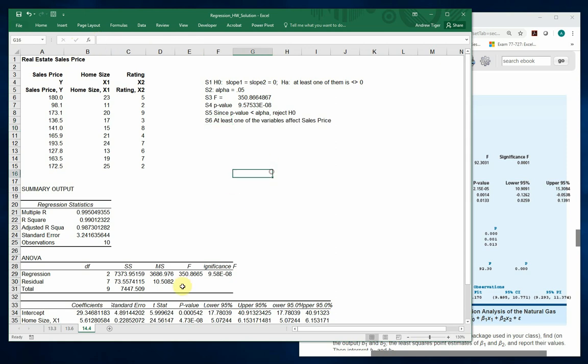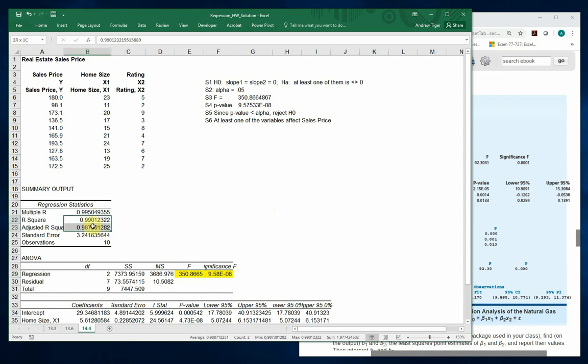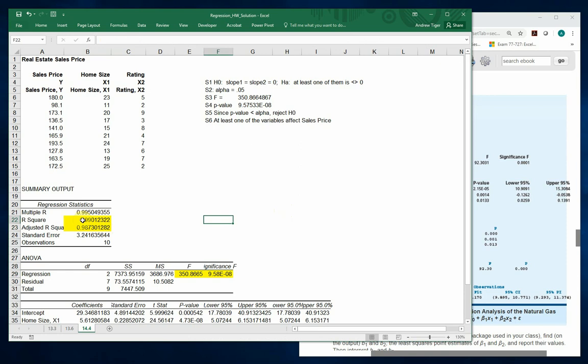So the next thing we look at, so we've looked at these. Now we go up and we look at these. And we're not just looking at R squared now, we're looking at adjusted R squared. R squared is high, so that's a really good fit, and adjusted R squared is really close to R squared, so our model is efficient. So we look at both of these.